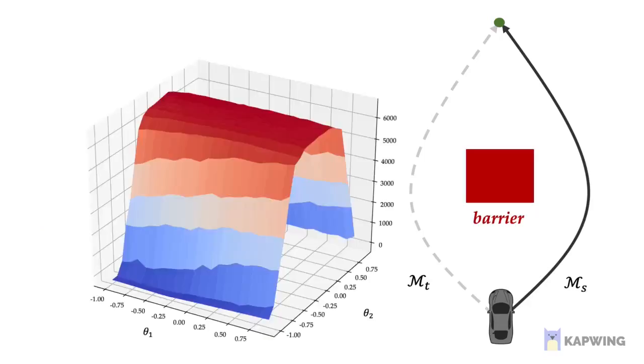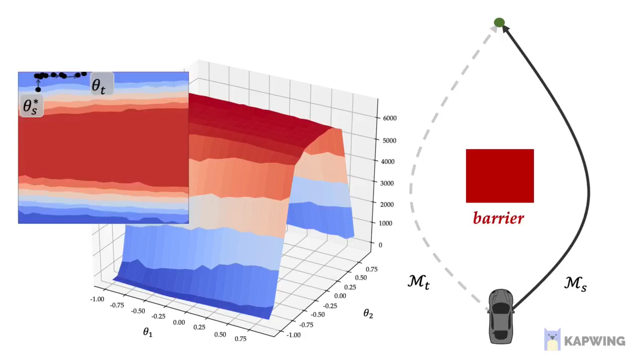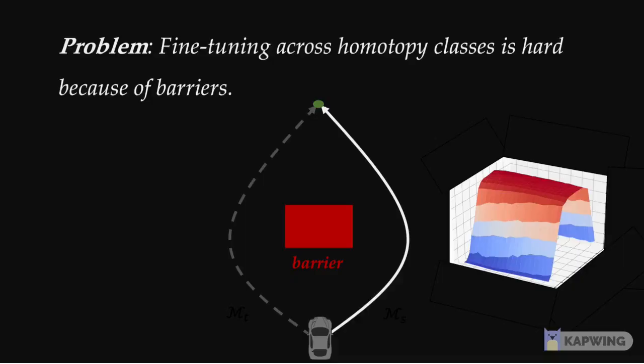However, when we add a barrier, the loss landscape is no longer smooth and it has a large bump in the middle that stems from the large negative reward given by the barrier. Large negative rewards create gradients that point away from it, making it difficult to fine-tune across the bump. Looking at the 2D view, we see that the source policy is initialized in the same location, but the optimization is stuck in a local optimum and is unable to cross the red region. So the problem is that fine-tuning across homotopy classes is hard because of barriers.